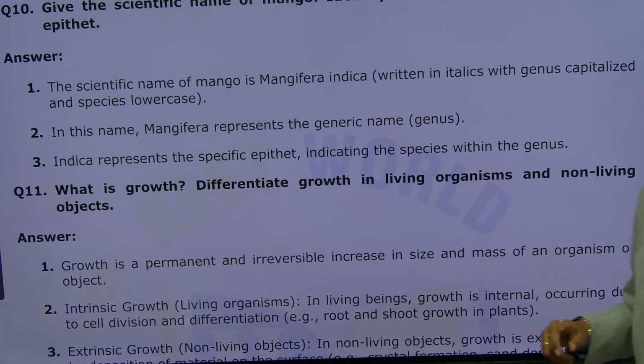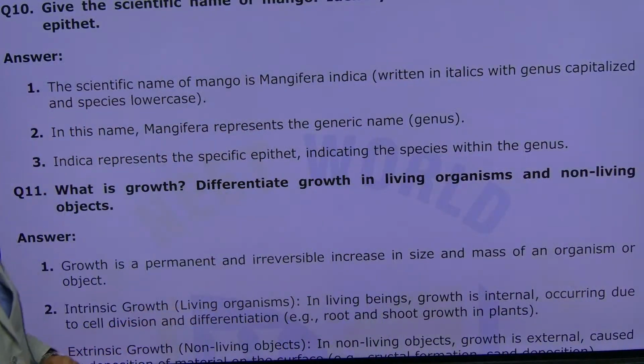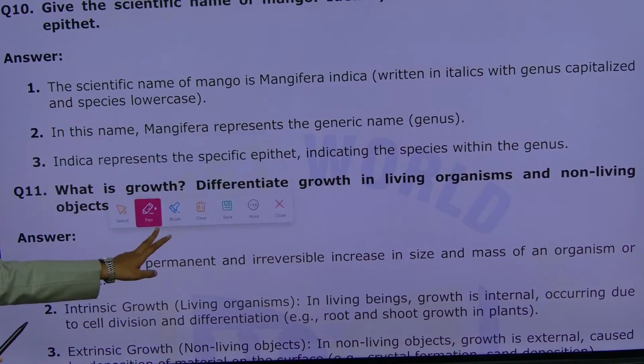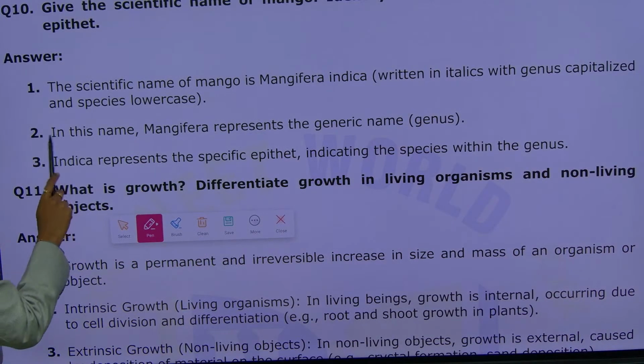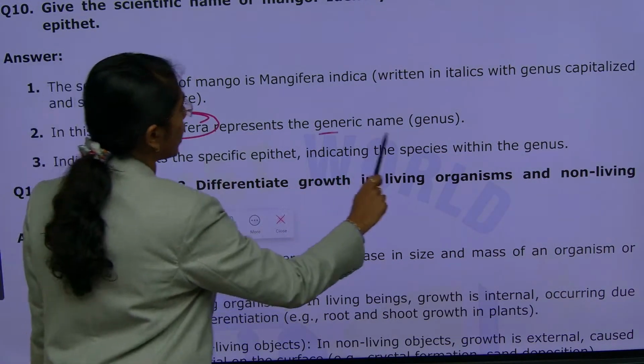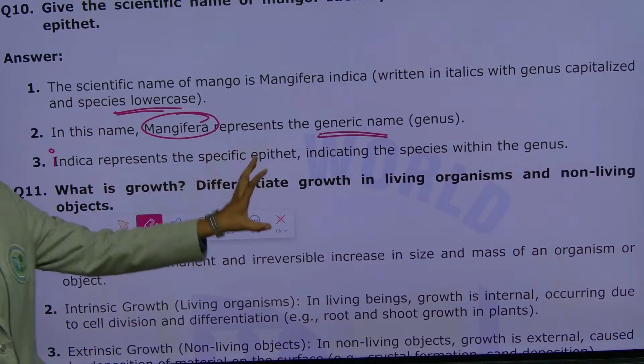Next, give the scientific name of mango, and identify the generic name and specific epithet. The scientific name of mango is Mangifera indica, written in italics, with the genus capitalized and the species in lowercase. In this name, Mangifera represents the generic name and indica represents the specific epithet, indicating the species within the genus.